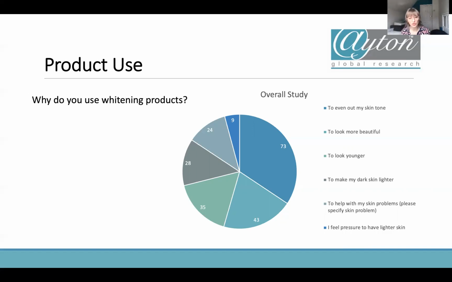So some quite shocking results there in terms of making dark skin lighter and everything like that. But also, as I said, there are certain pigmentations that you can have if you've got darker skin, and the idea of evening that out doesn't necessarily mean that you're unhappy for having dark skin. It could just be you want to have an even complexion.